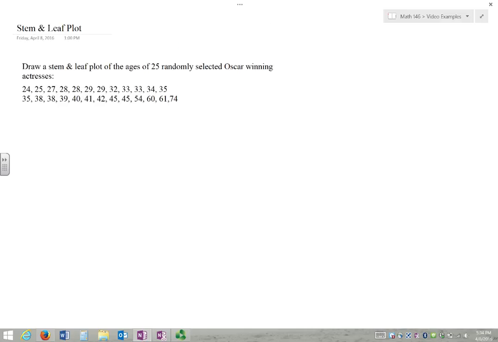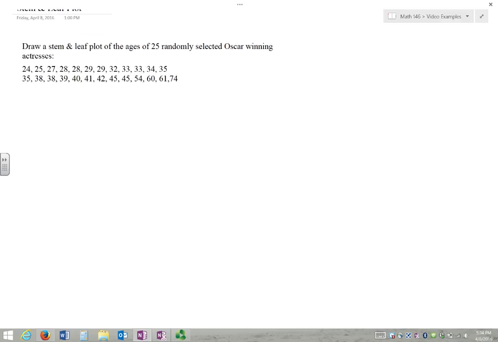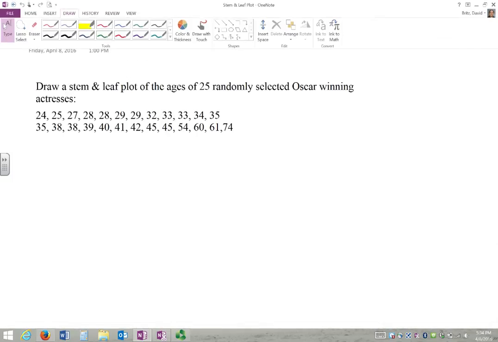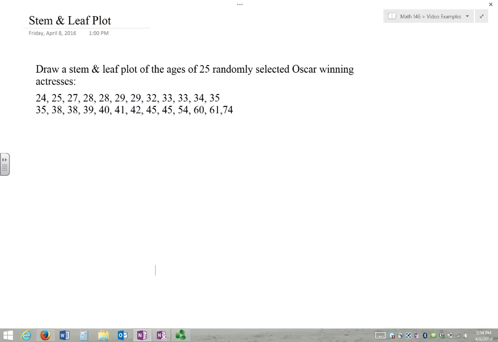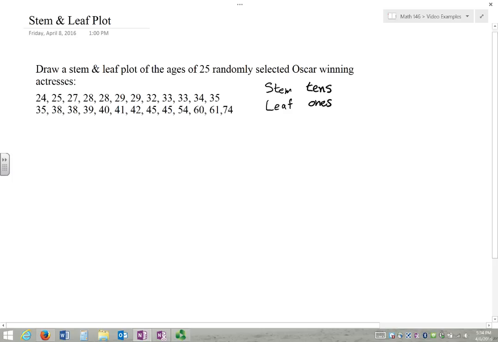Draw a stem and leaf plot of the ages of 25 randomly selected Oscar-winning actresses. So the first thing we have to determine in a stem and leaf plot is what is our stem and what is our leaf. Well, in most cases, you're going to let the leaf be the rightmost digit. So in this case, we'll have the stem be the tens and the leaves be the ones.